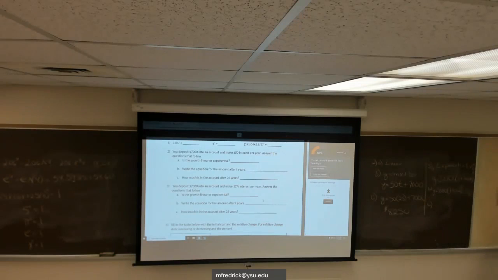For the equation, our initial amount was 7,000. Then our rate is 0.12, because remember you have to write it as a decimal. You could have put 1 plus 0.12 or 1.12. And then your variable for time, T.